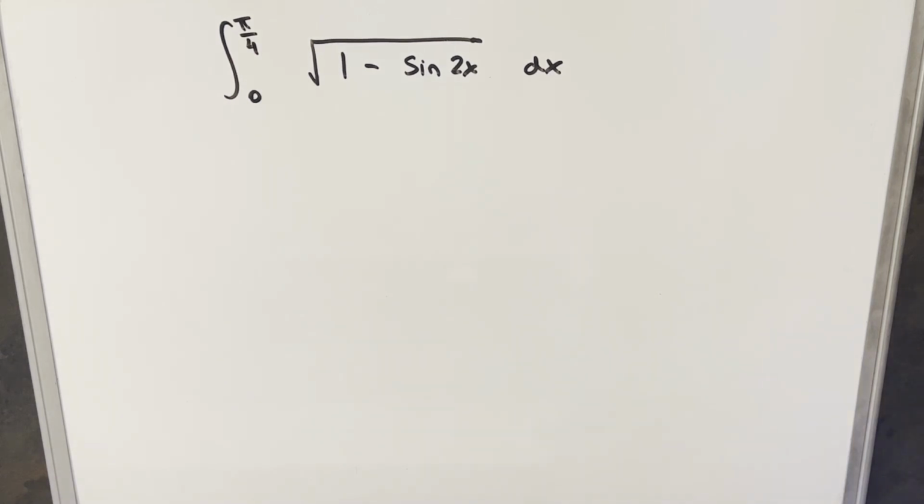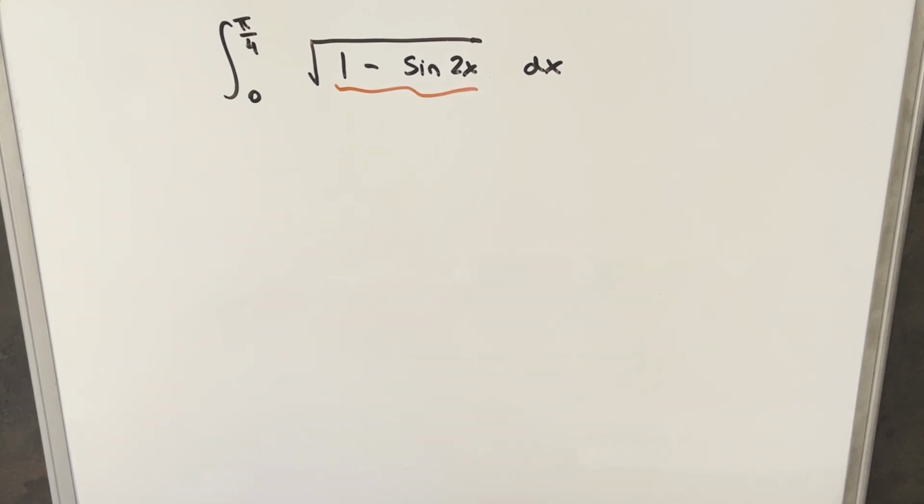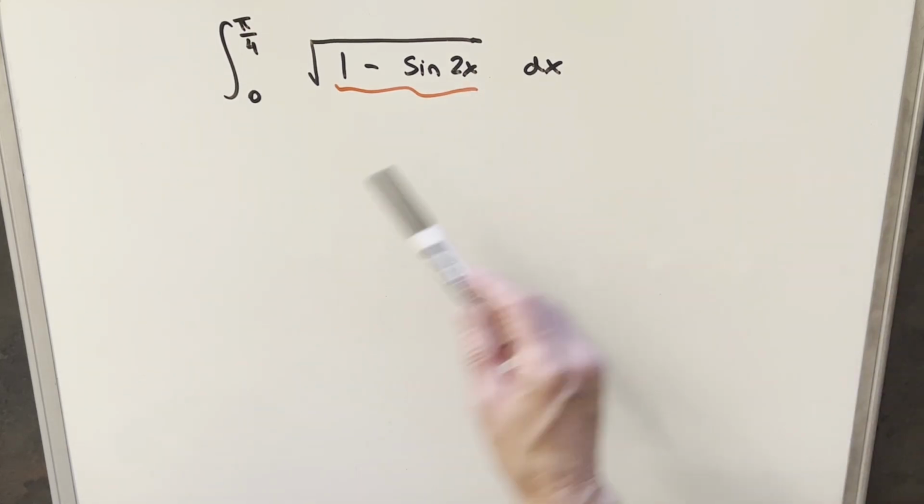Okay, we have here on the board a pretty interesting looking integral. I have the integral from 0 to pi over 4 of the square root of 1 minus sine 2x dx. Now to start with, I thought maybe a substitution could work, but I didn't actually try that. What I was thinking is maybe we can do something with 1 minus sine of 2x. If we could turn this into a perfect square, we might be able to get this to simplify.